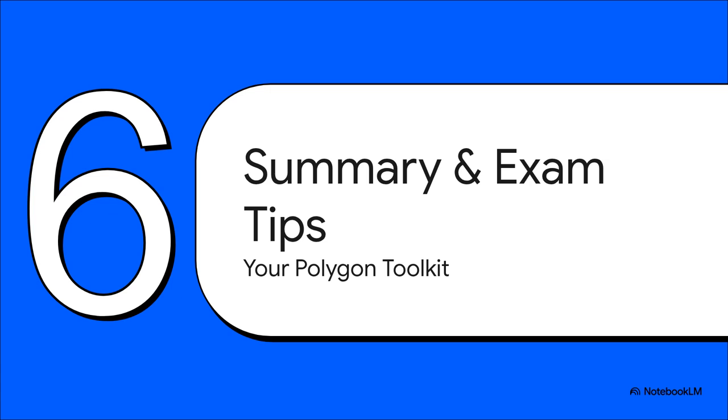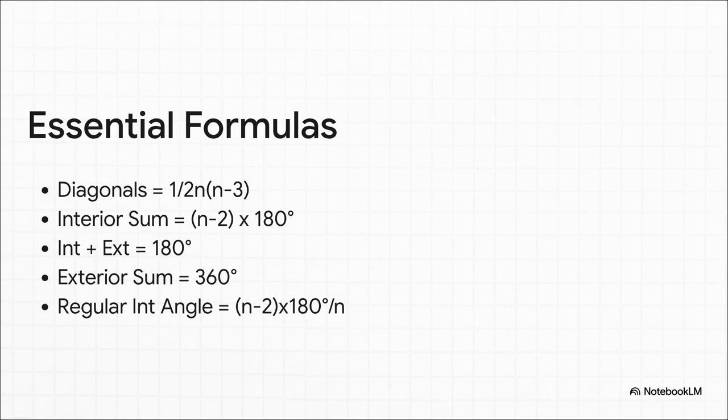Section 6, Summary and Exam Tips. Let's build your ultimate polygon toolkit. Seriously, memorize this. It condenses every single concept we just learned into a powerful toolkit that's going to help you solve any polygon problem thrown your way. You've got your diagonals formula to find those hidden structural lines. You have the interior sum formula, n minus 2 times 180, to find the total inside angles. You have the golden 180-degree rule linking interior and exterior angles. You've got the unchangeable 360-degree exterior sum. And of course, you know how to calculate a specific regular interior angle.